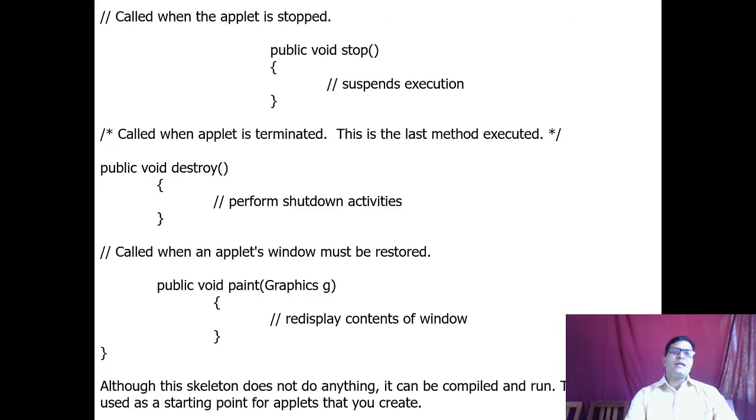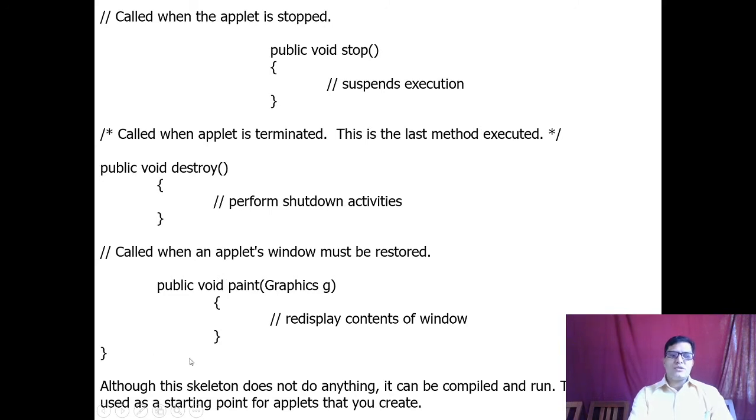Okay, and next, public void stop. If you are calling the stop method, it means your applet is temporarily stopping. Not a permanent stopping, it is only a temporary stopping, as we have told in the previous example. And next, public void destroy. By using this destroy method, you are completely closing the running applet.